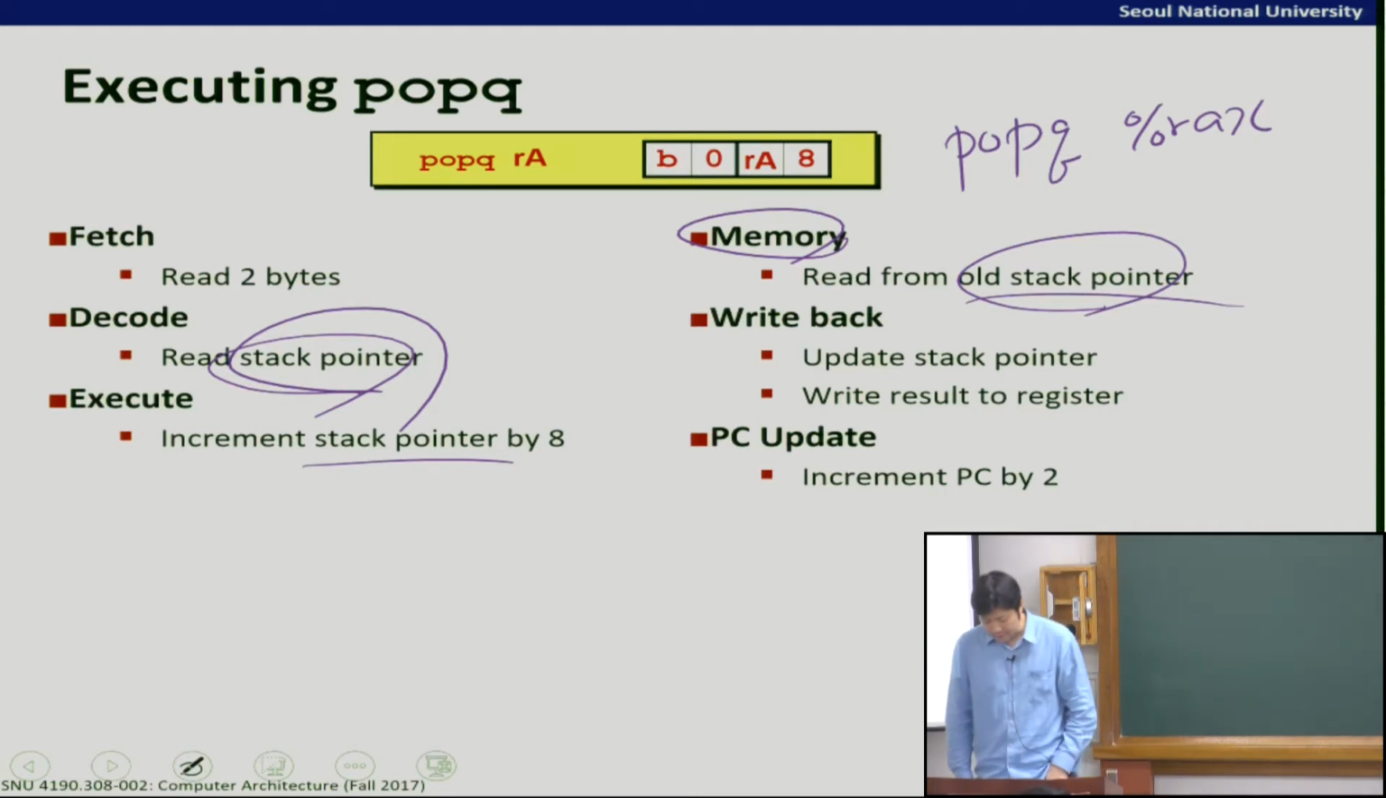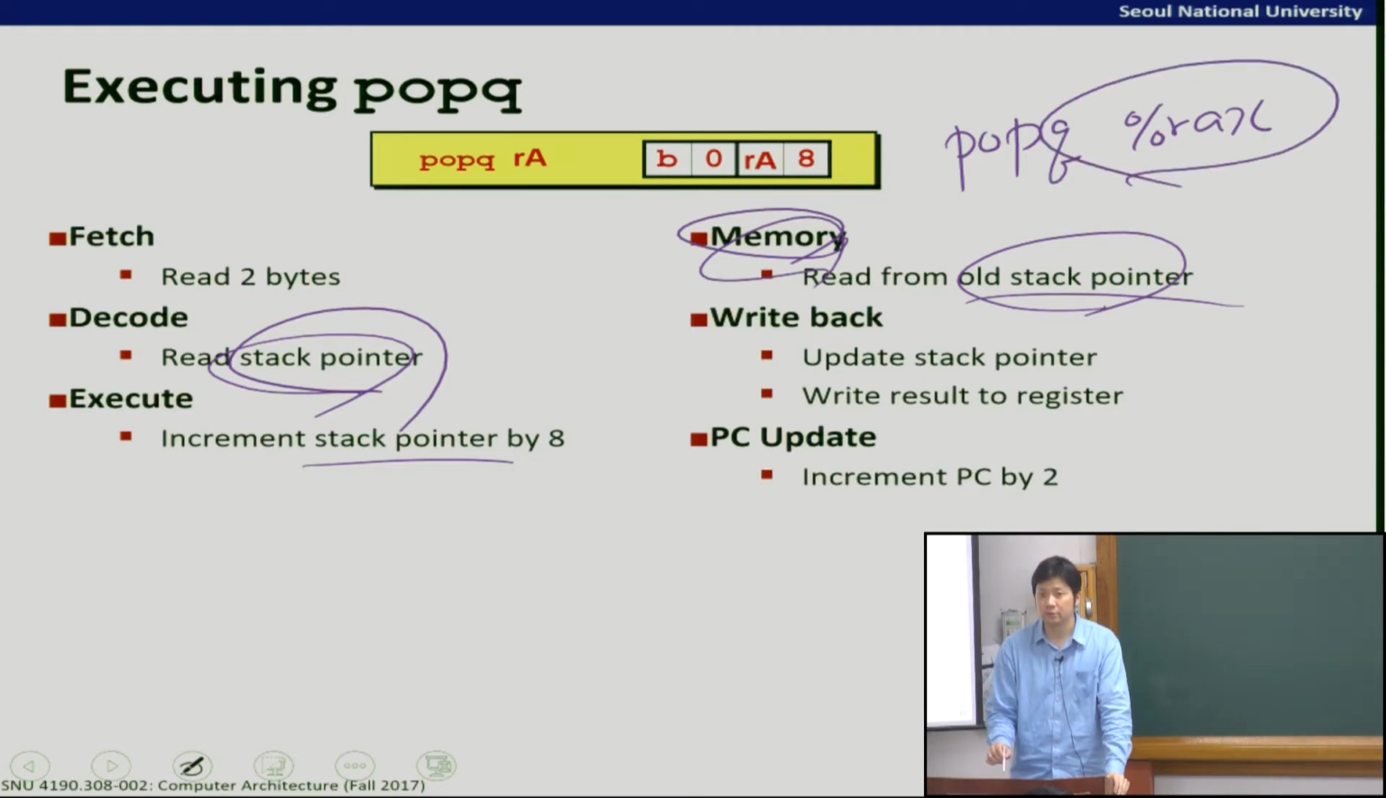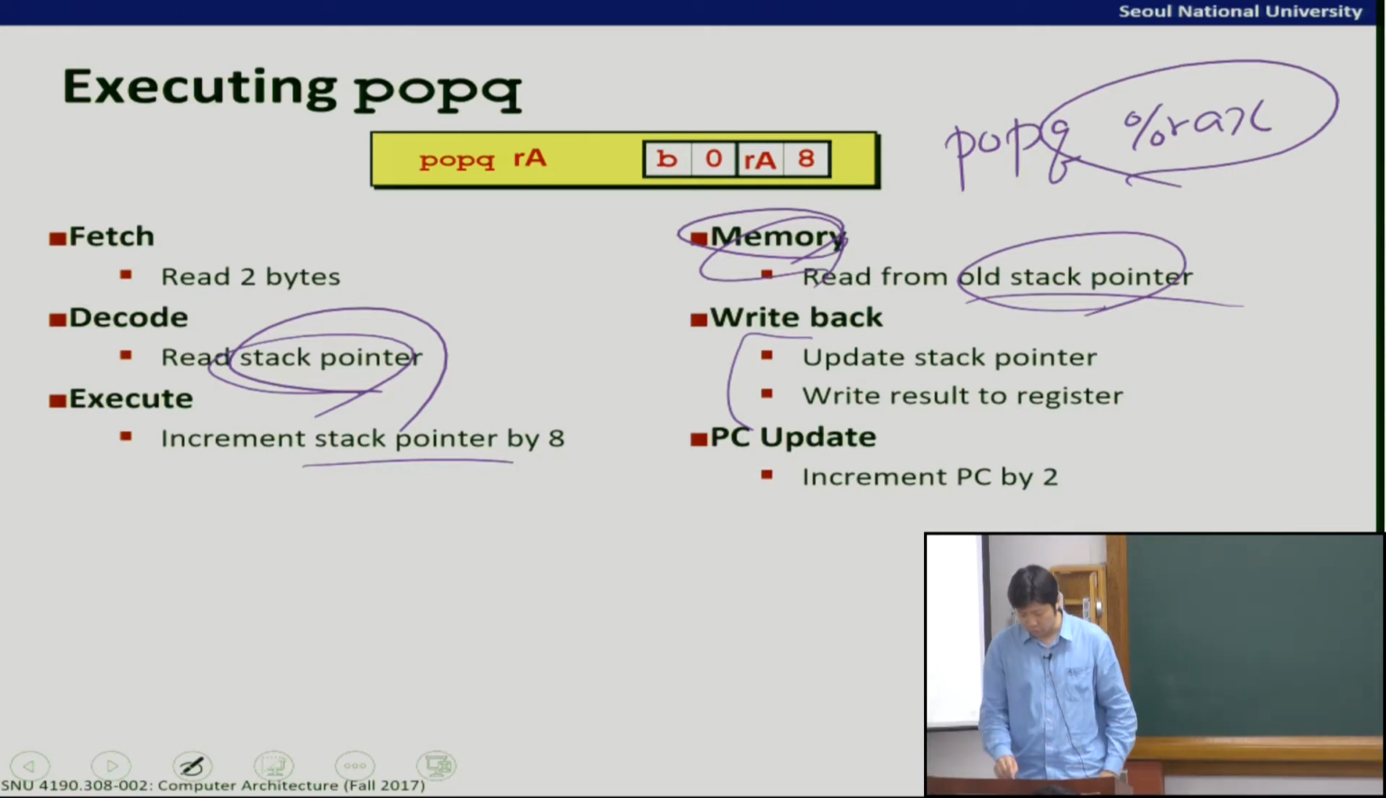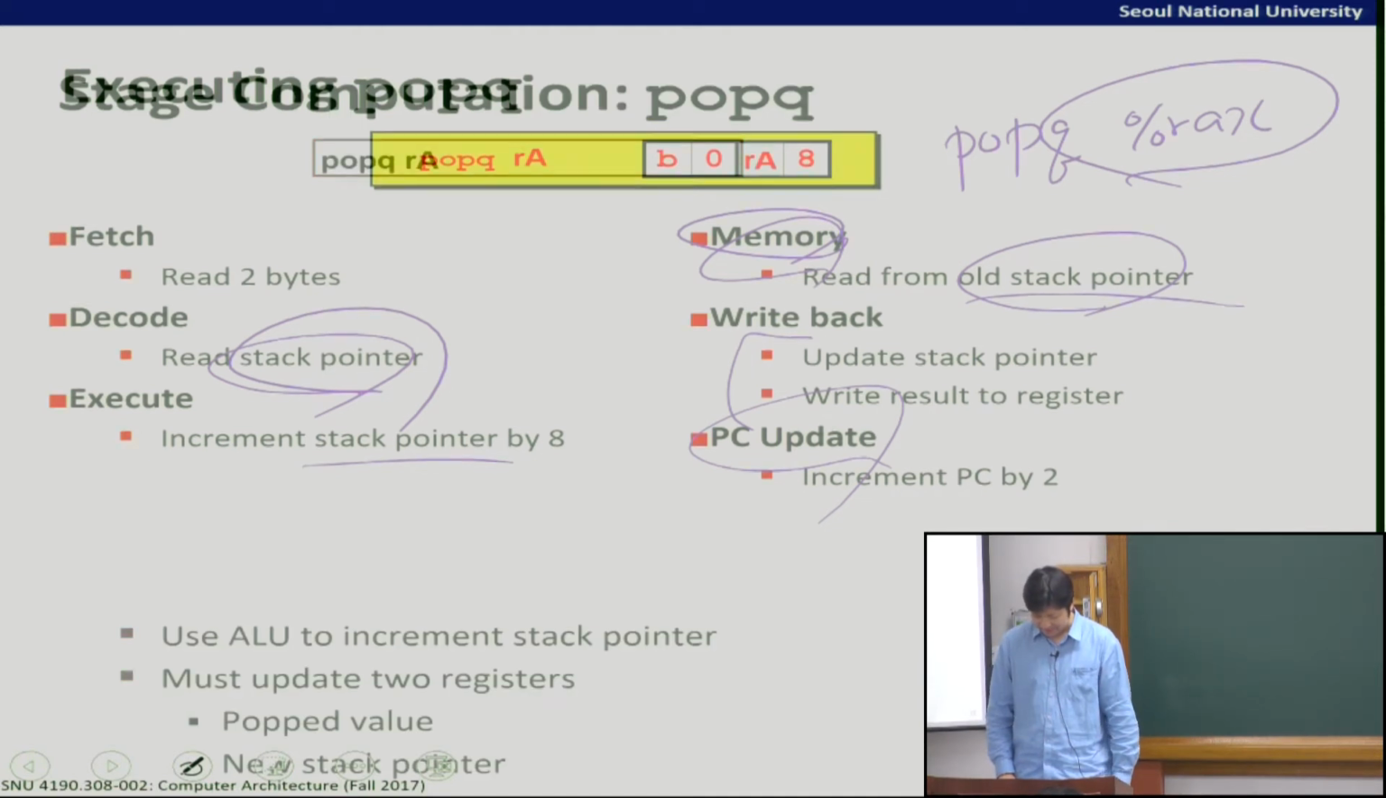And in this case, the interesting thing is that in the write back stage you need to update 2 registers, right? The first one is the stack pointer, because you pop it, so RSP needs to be updated. Secondly, you have to write the value read from memory into the RAX register. So 2 writes will be done in this popq instruction, and finally you increment the PC value by 2.